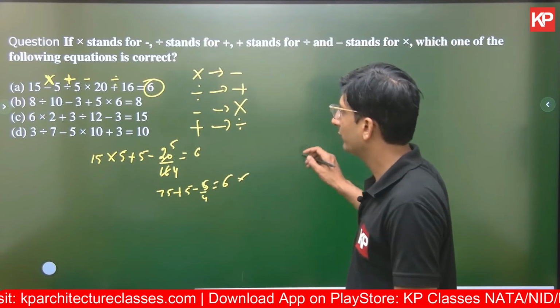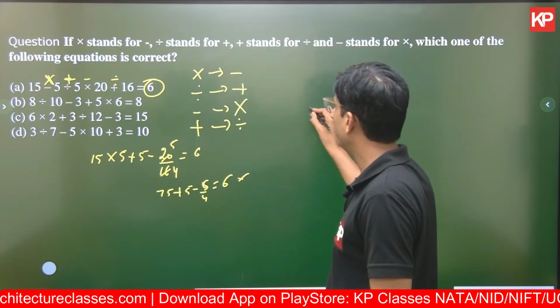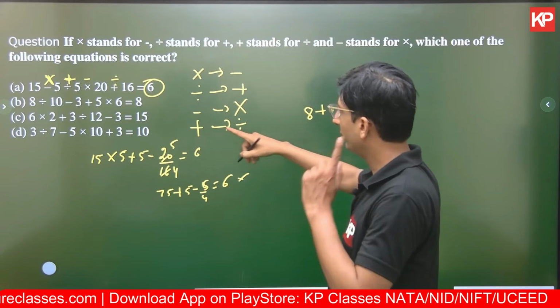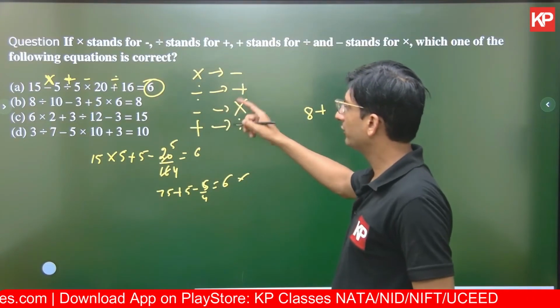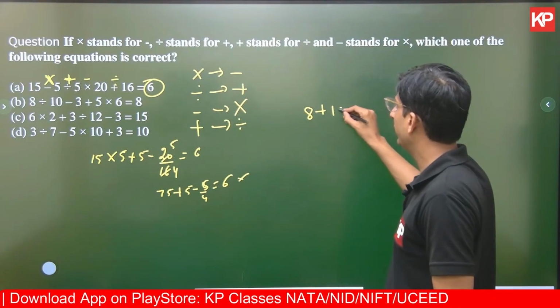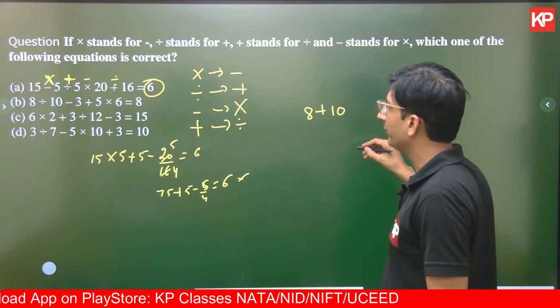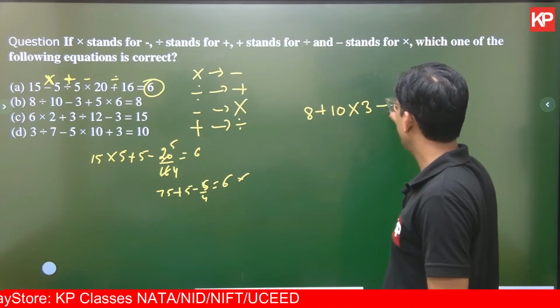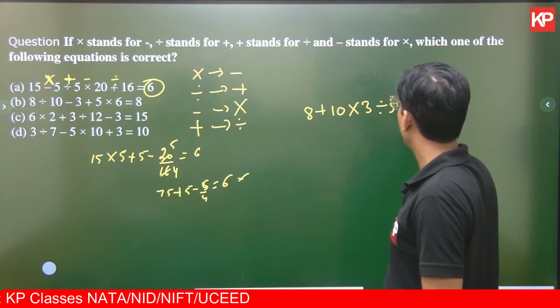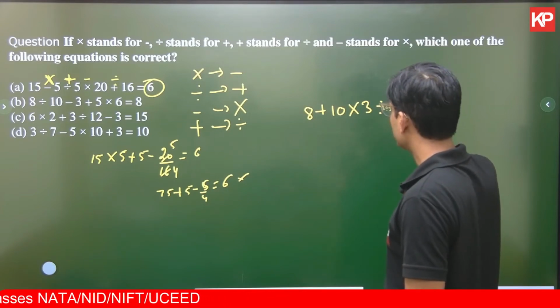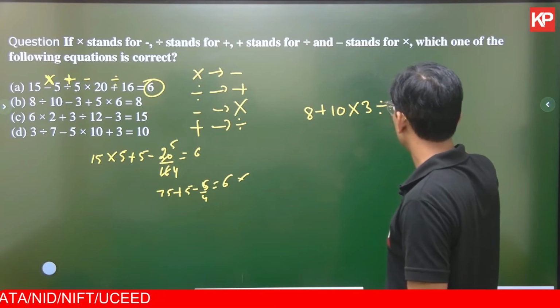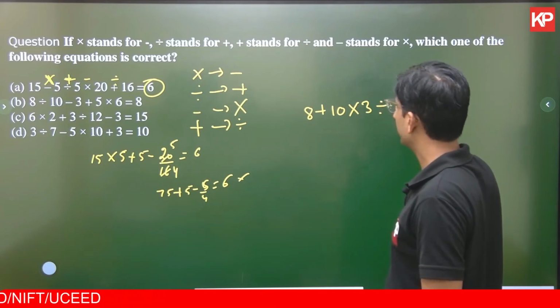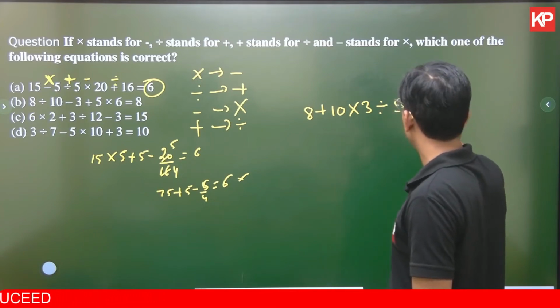Now let's solve the next equation. 8 divided by 10. So divide means plus. Just remember, divide means plus, plus means divide. So 8 divided by 10, that means 8 plus 10. Minus means multiply. So multiply by 3, plus means divide, divided by 5, multiply means again minus. So divide by 5 minus 6 is equal to 8.